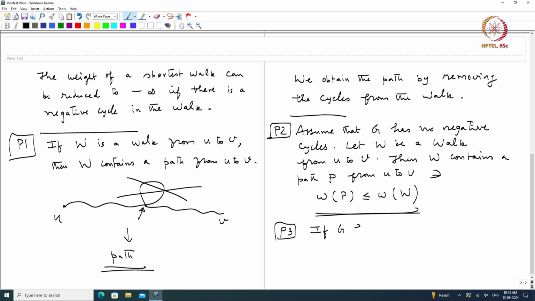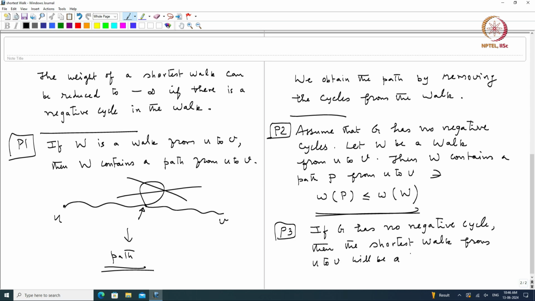If G has no negative cycle, then the shortest walk from U to V will be a shortest path from U to V. Okay.